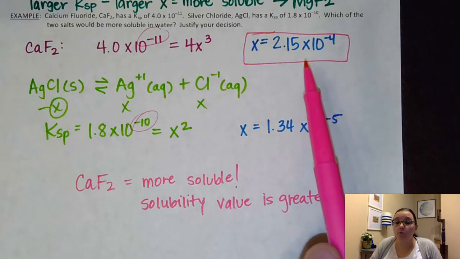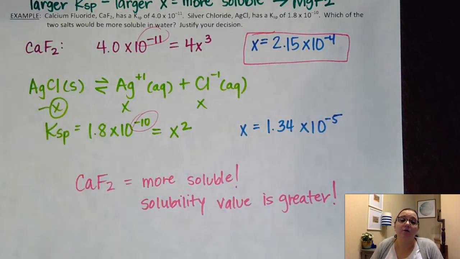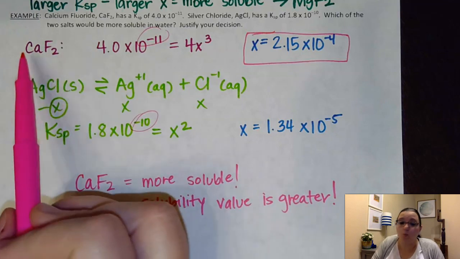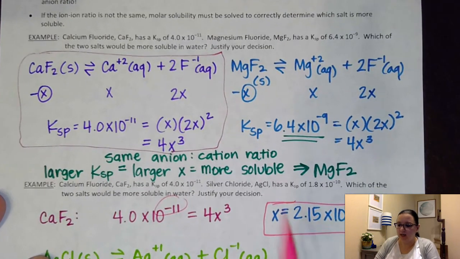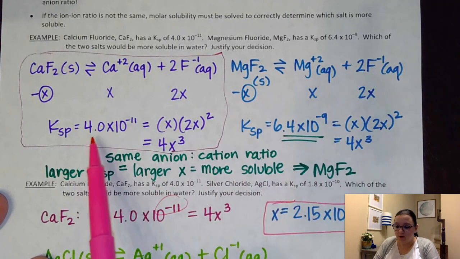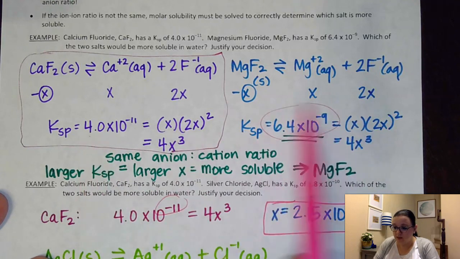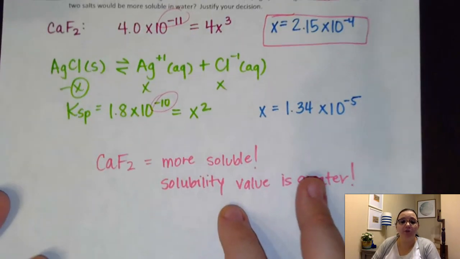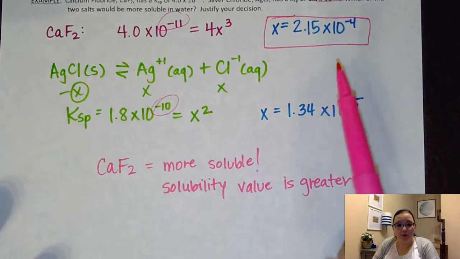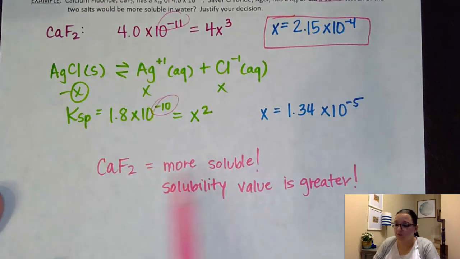So you want to be really, really careful when you see that the ion ratios aren't the same in your two compounds. This one had a 1-to-2 ratio. This one was 1-to-1. If the ratios of cation to anion are the same, the one with the bigger KSP, in this case the MgF2, would have been your more soluble one. But if the ion ratios are not the same, then do a quick calculation for your X to really see which ends up being the most soluble.